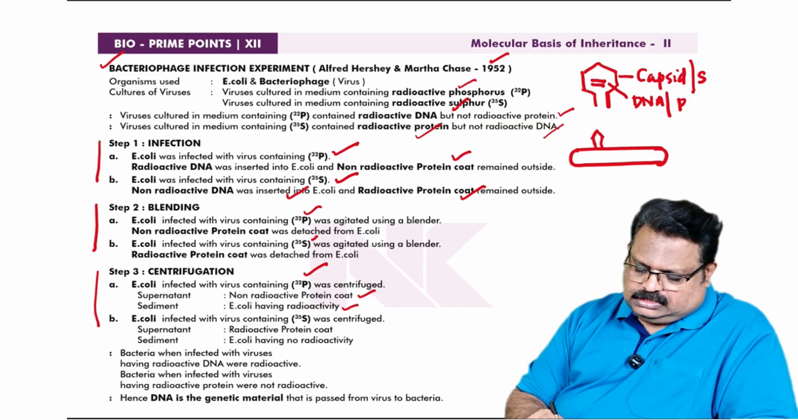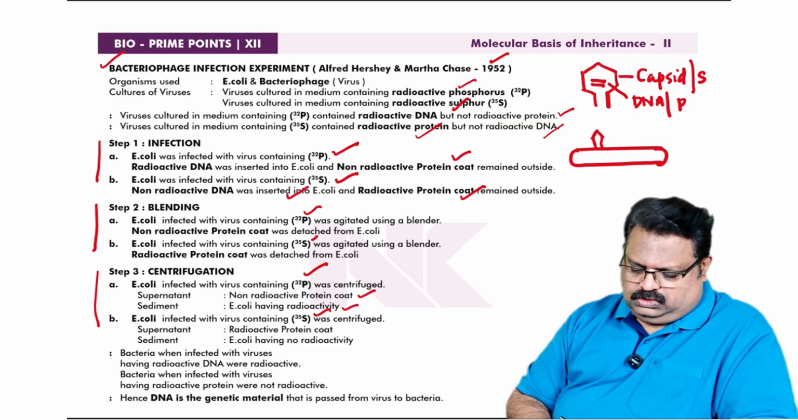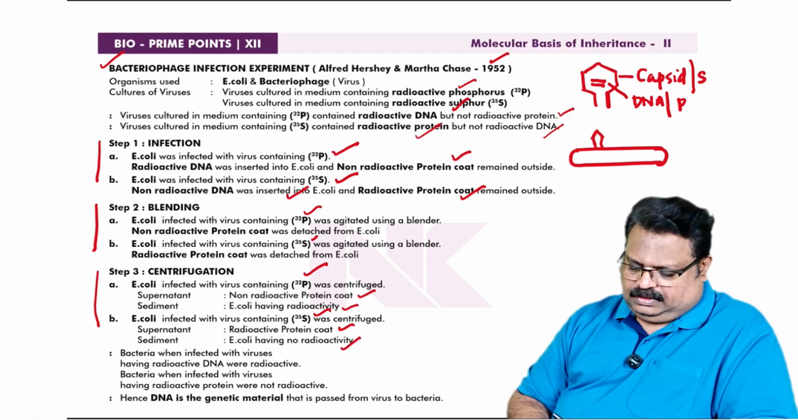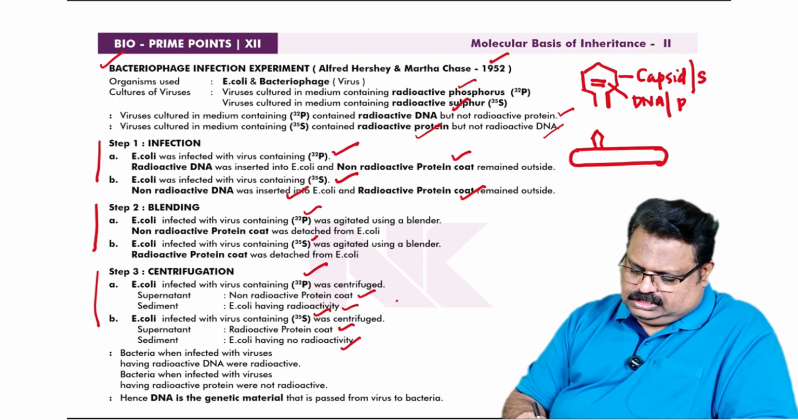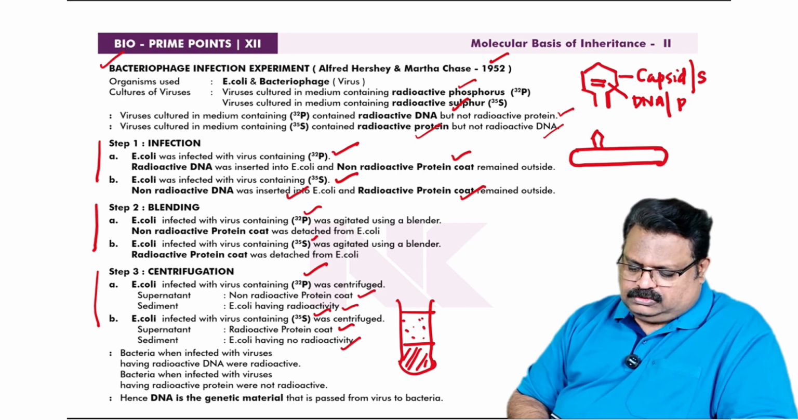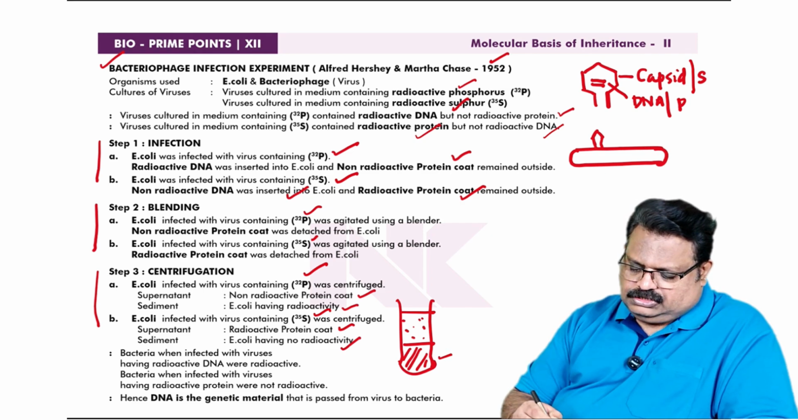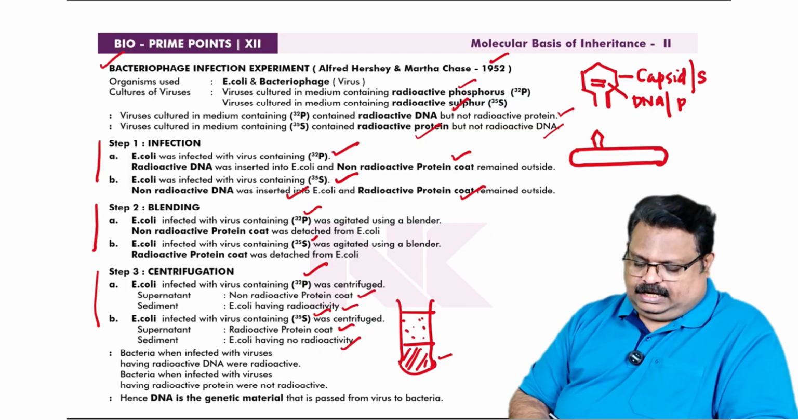When E. coli infected with virus containing radioactive sulfur was centrifuged, the supernatant contained the radioactive protein coat and the sediment contained E. coli having no radioactivity. Understood? So this is the centrifugation tube. Here comes the sediment. Here comes the supernatant. When radioactive phosphorus is used, the E. coli has radioactivity. When radioactive sulfur is used, the protein coat was radioactive, the supernatant was radioactive.